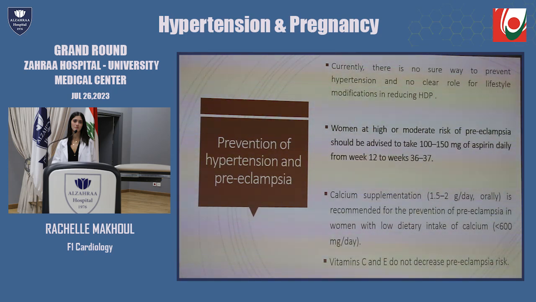Now, can we prevent hypertension or preeclampsia? Currently, there is no sure way to prevent hypertension. However, women who are at high or moderate risk of preeclampsia should be advised to take aspirin 100 to 150 milligram per day from week 12 to week 36 or 37. And for pregnant women who have a low dietary intake of calcium, calcium supplementation here is recommended for prevention of preeclampsia, of more than 1 gram per day.